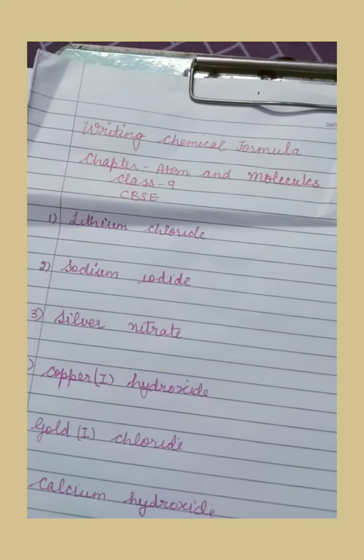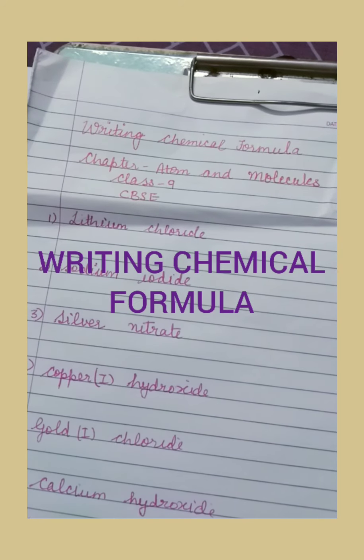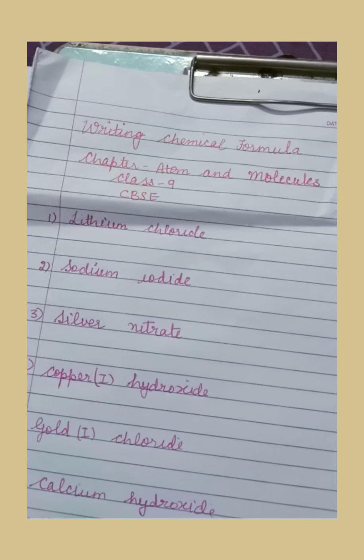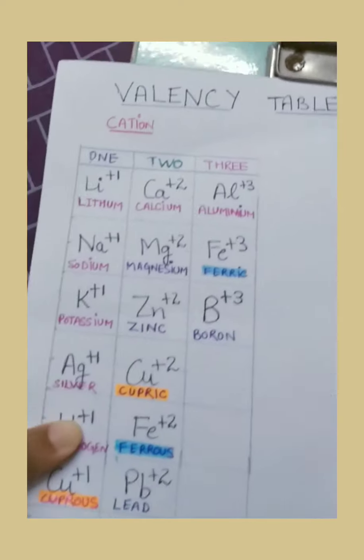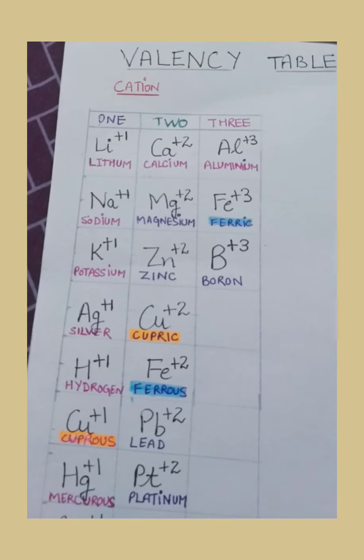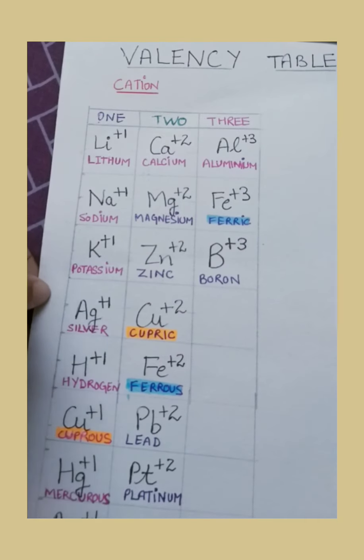We will be discussing writing chemical formulas. This topic is taken from the chapter Atoms and Molecules from class 9. If you remember, last time we did valency. All these valencies you have to learn so that you are able to write the formulas. I hope all of you must have done that.